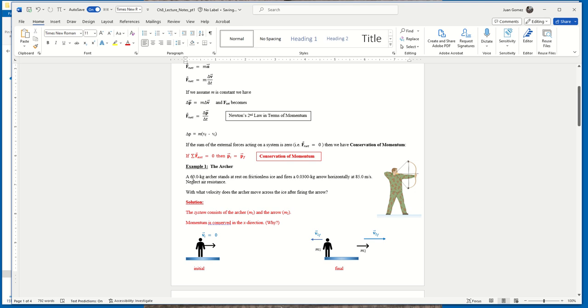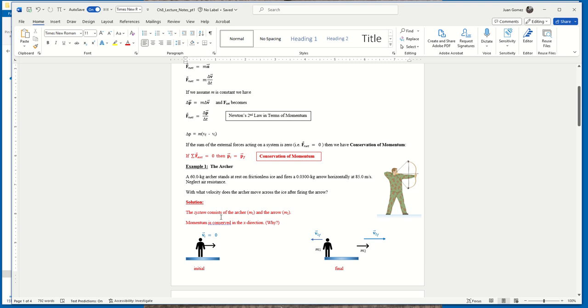So example 1. We have a 60 kilogram archer standing at rest on frictionless ice, and he fires a .03 kilogram arrow horizontally at a speed of 85 meters per second. We're neglecting air resistance, i.e., there's no friction on the ice and there's no air resistance. Now, what does this mean by the sum of the external forces? If the sum of the external forces equals 0, well, we're going to get to that.